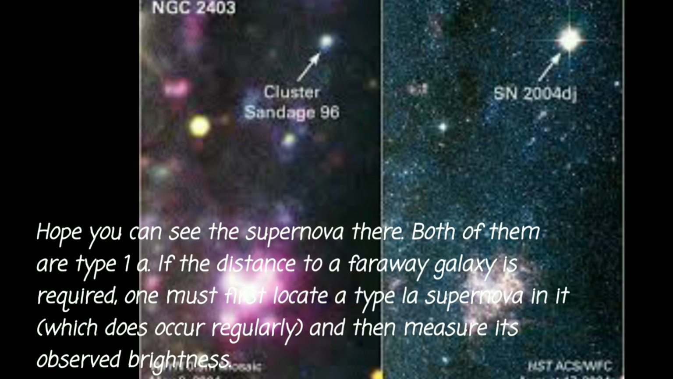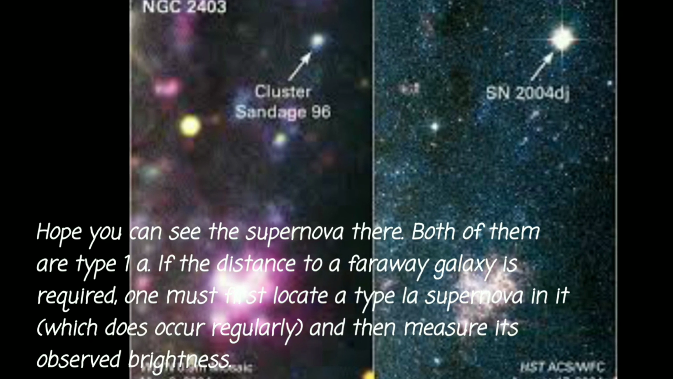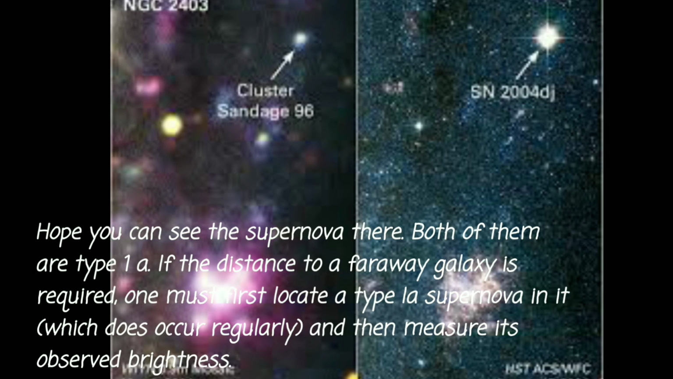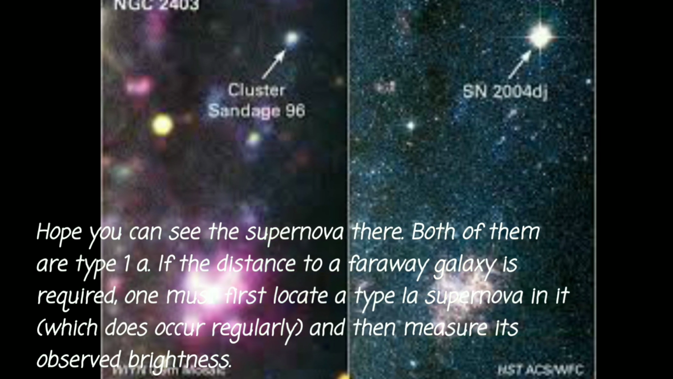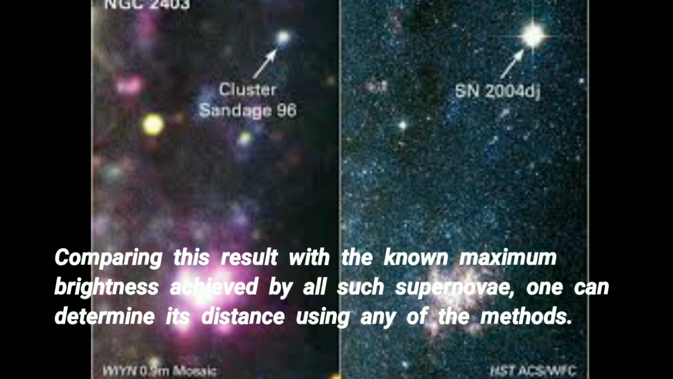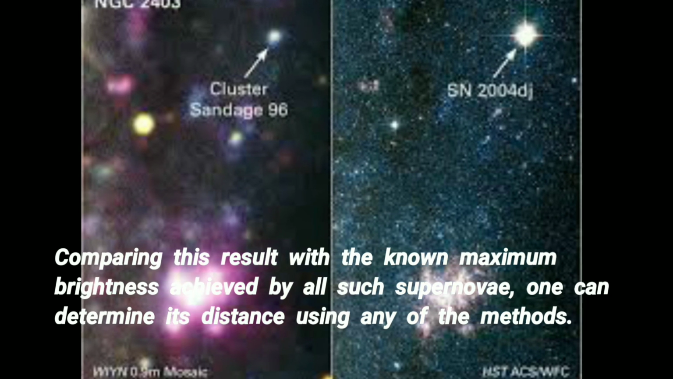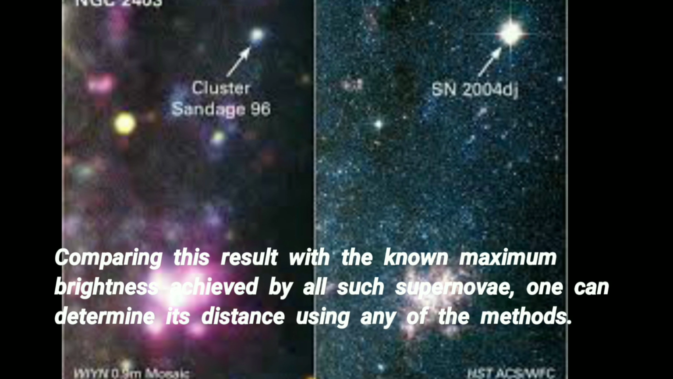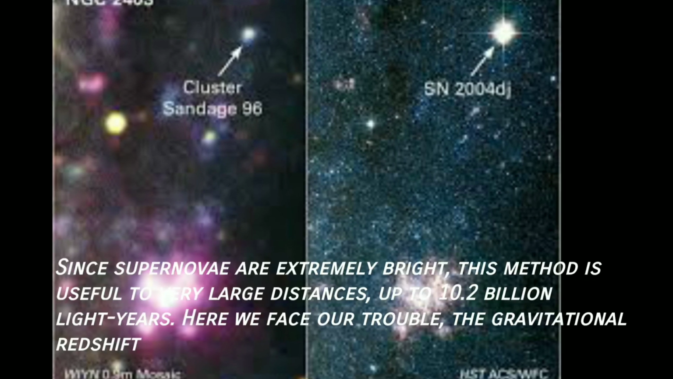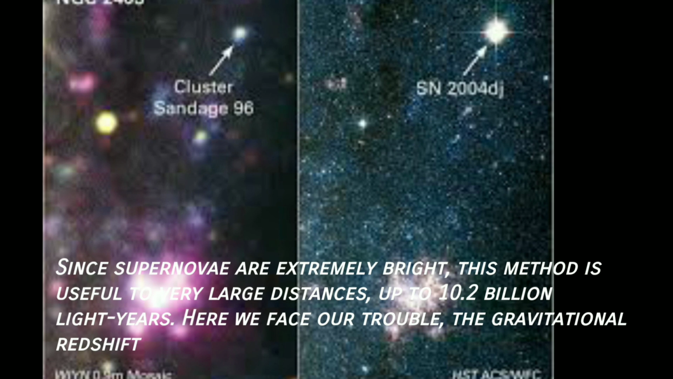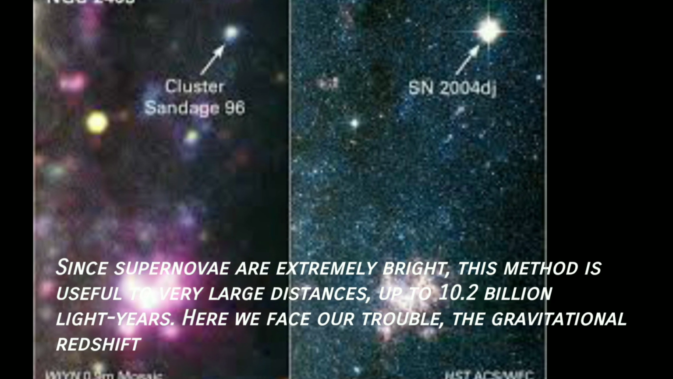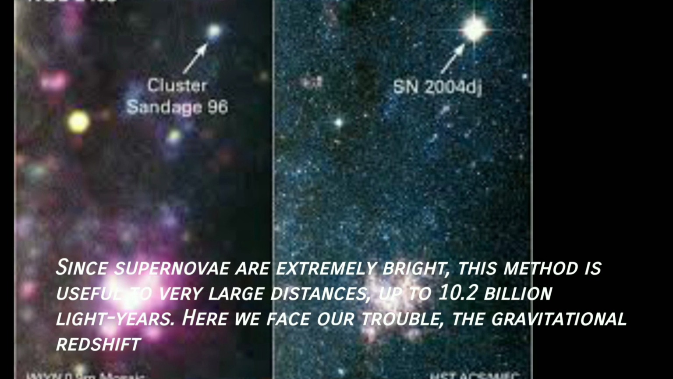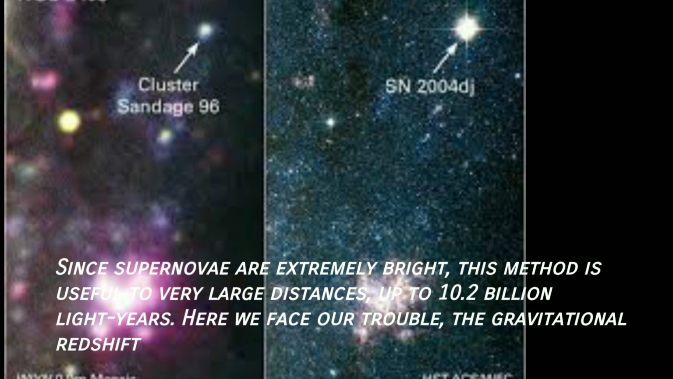If the distance to a faraway galaxy is required, one must first locate a type Ia supernova in it, which does occur regularly, and then measure its observed brightness. Comparing this result with the known maximum brightness achieved by all such supernovae, one can determine its distance using any of the methods. Since supernovae are extremely bright, this method is useful to very large distances, up to 10.2 billion light-years. Here we face our trouble, the gravitational redshift.